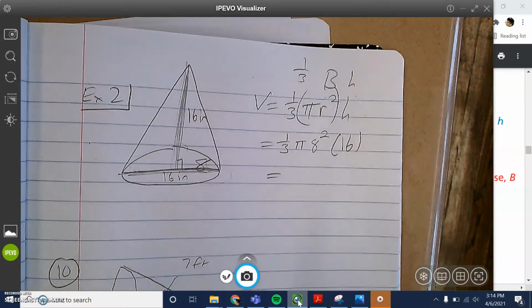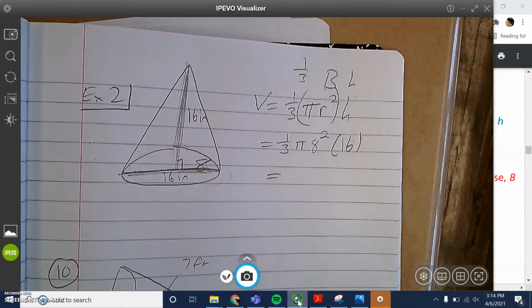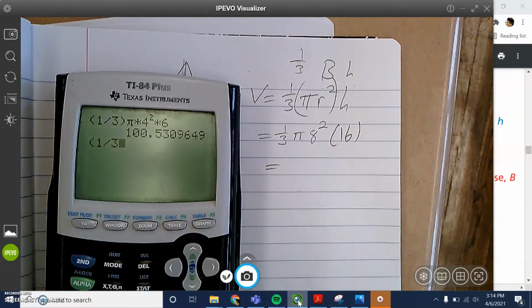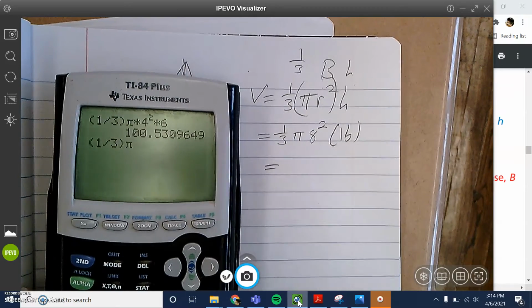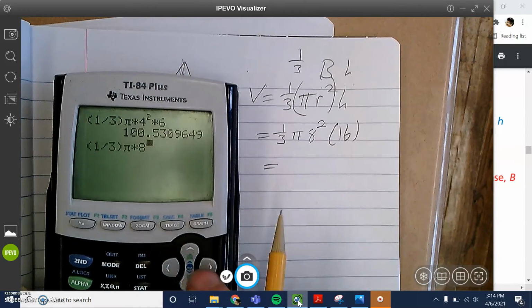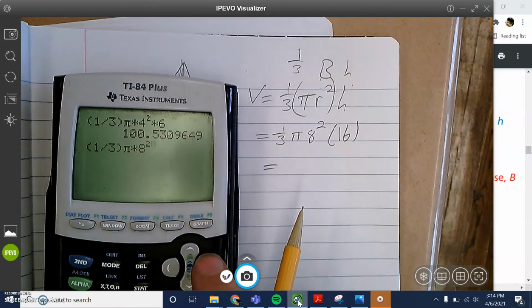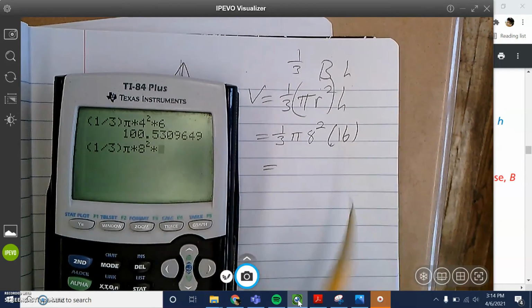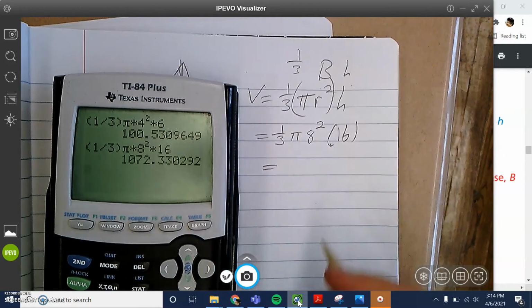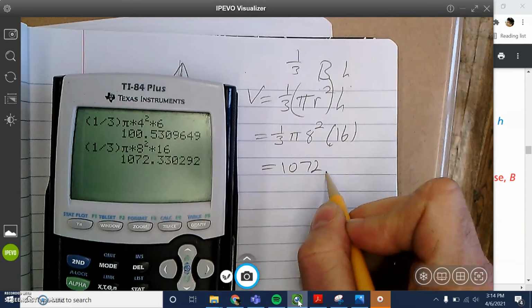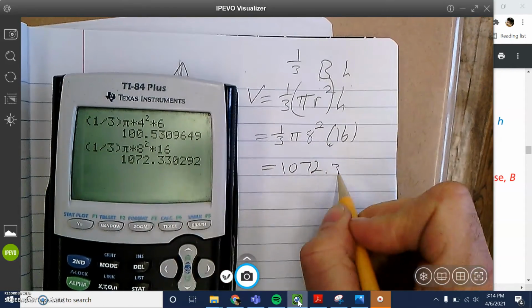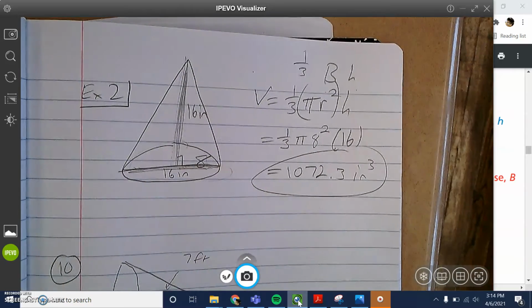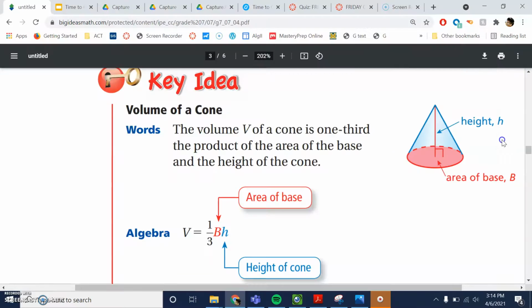So let's use the calculator. That's going to be 1/3 times pi times 8 squared. Press the right arrow to get off of that exponent, times height, which is 16. 1072.3 to the nearest tenth, inches cubed. There you go.